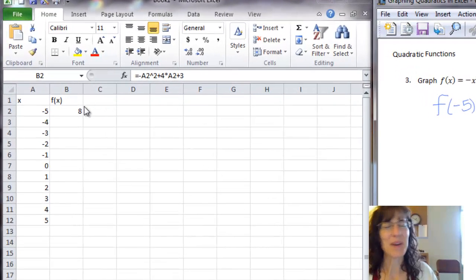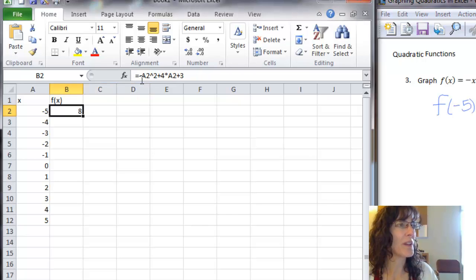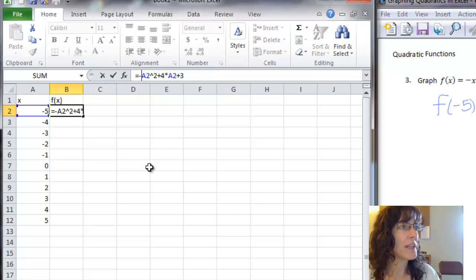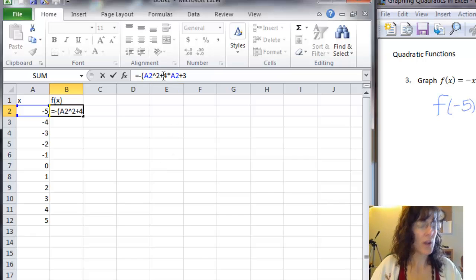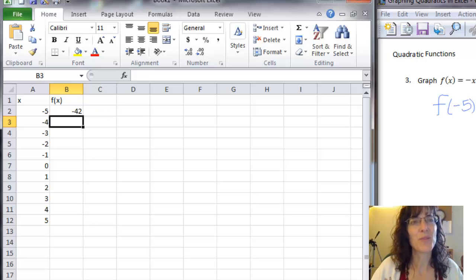I messed something up. So looking in this formula, we might need to put parentheses here around the quantity being squared, because we want to apply the negative after we do the squaring. So that, remember, that negative had to stay out front, and then I had to square whatever my x was. So this will force it to do it in the right order. And then +4 times a2. I think this will work. Let's try enter now. -42. Now it worked.